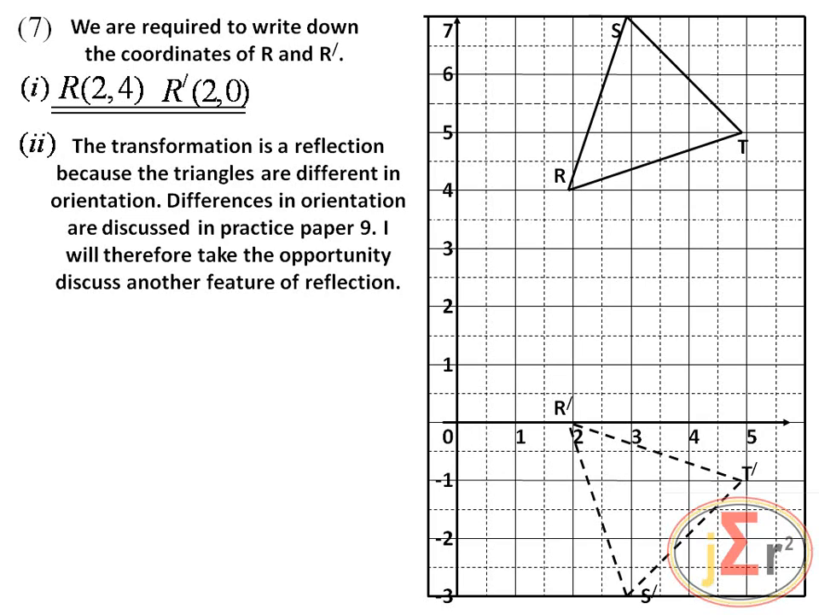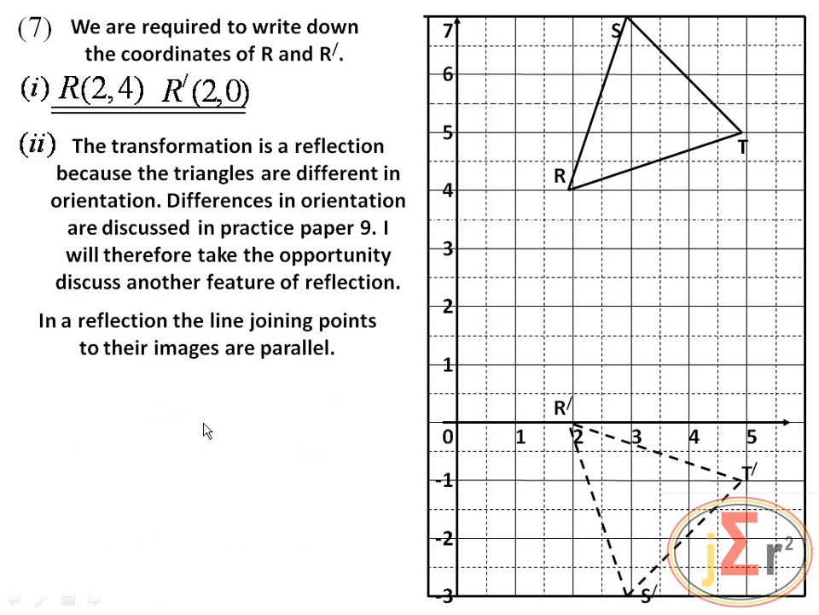Differences in orientation are discussed in practice paper 9. I will therefore take the opportunity to discuss another feature of reflection. So we are going to take a look at the difference in orientation on practice paper 9, the next one that we'll be looking at after this one. But we are just going to take another look, at another feature of reflection on this occasion.